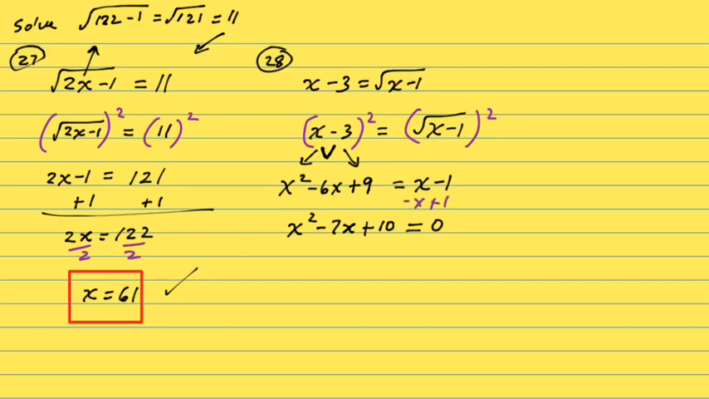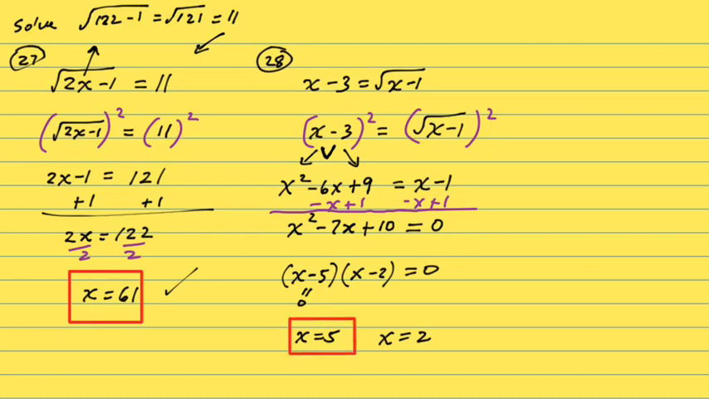The only way that I know how to solve quadratics is to make it equal 0, which I've done. Now, are there factors of 10 that add to negative 7? Sure, negative 5 and negative 2. So what makes this 0 is 5. What makes this one 0 is 2. I do not think the 2 will work because if I was to put the 2 in up here, what's 2 minus 3? A negative, and a square root can never equal a negative. If you put the 2 in over here, you get negative 1 equals 1, and that doesn't work.